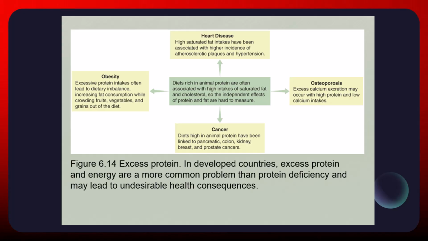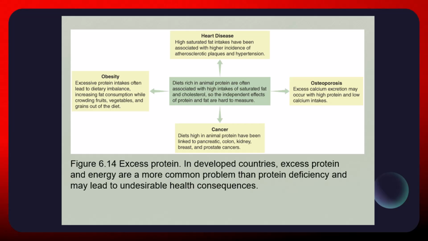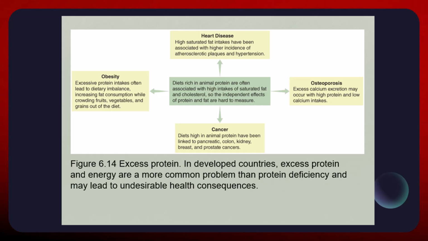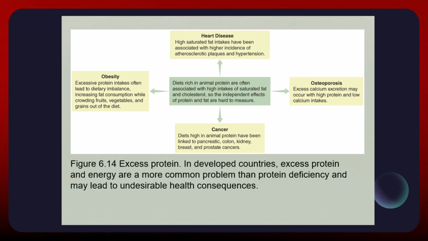Now, diets rich in animal protein are often associated with high intakes of saturated fat and cholesterol, so the independent effects of the protein and the fat are really hard to tease out when you're trying to study this, but we know that there are effects. For example, heart disease. High saturated fat intakes have been associated with higher incidences of atherosclerotic plaques and hypertension. We already know that. We discussed it last time. And we're going to keep discussing it because it's so important to health.